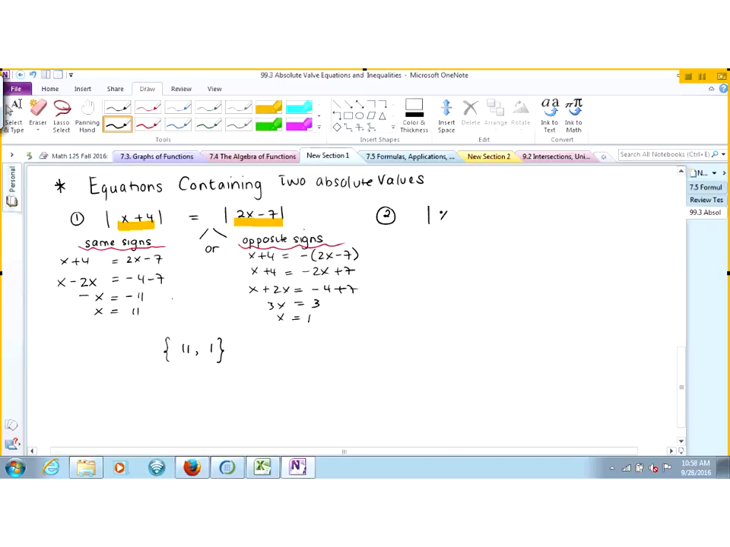Now, number 2. Why don't you guys try this? Absolute value of x minus 9 is equal to absolute value of x plus 6. Now it has two absolute values, so two expressions. What is the first one? Same signs, yes. The second one? Opposite signs, that's right. Okay, let me wait for you.